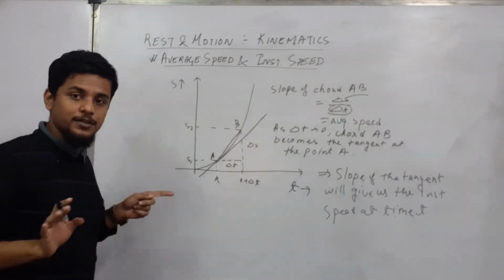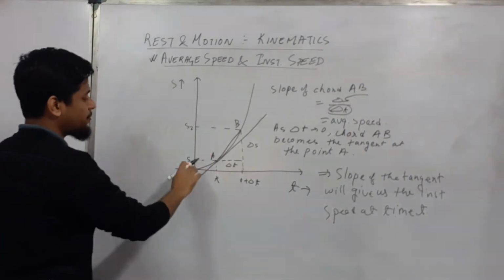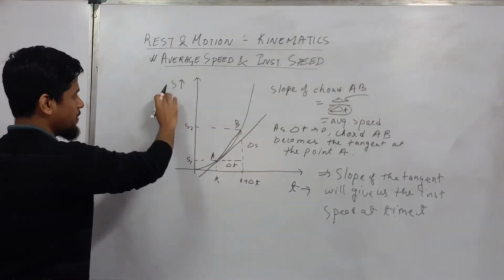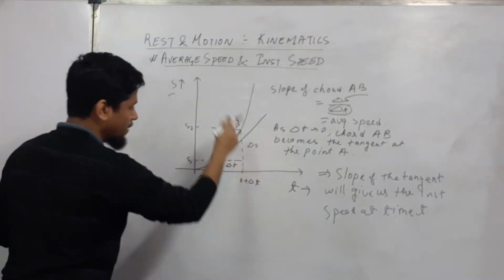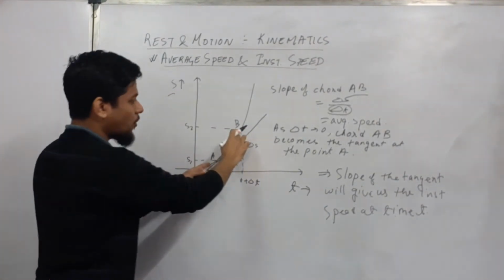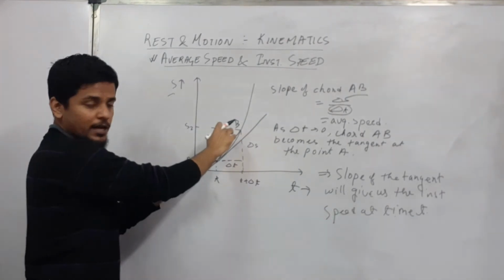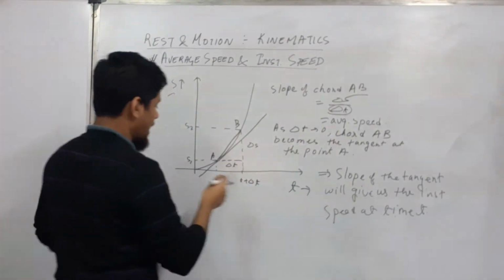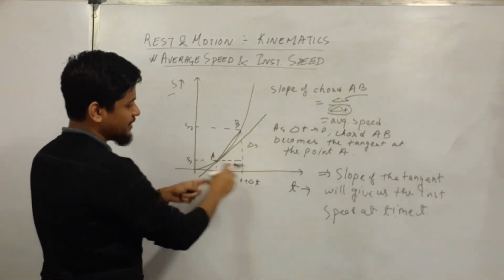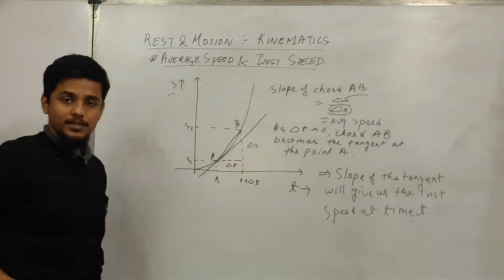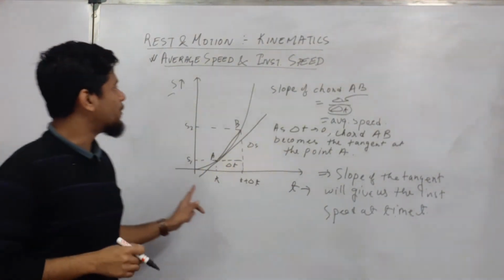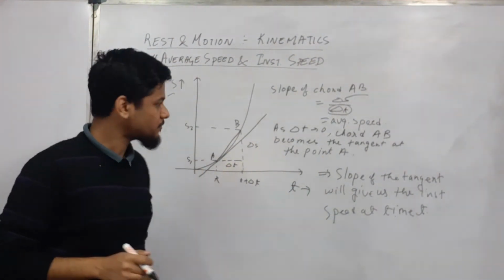So let me rephrase it once more for you. We are drawing the curve for s, for distance, as a function of time. We have drawn it, and then the slope of the chord AB is giving us the average speed, and the slope of the tangent at the point A will give us the instantaneous speed at this very point. So this is all about average speed and instantaneous speed.